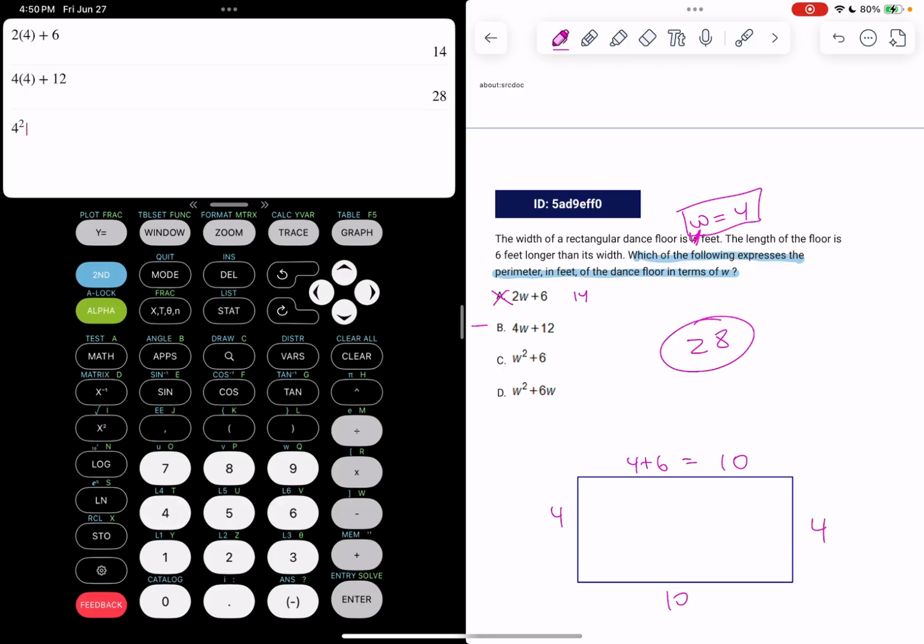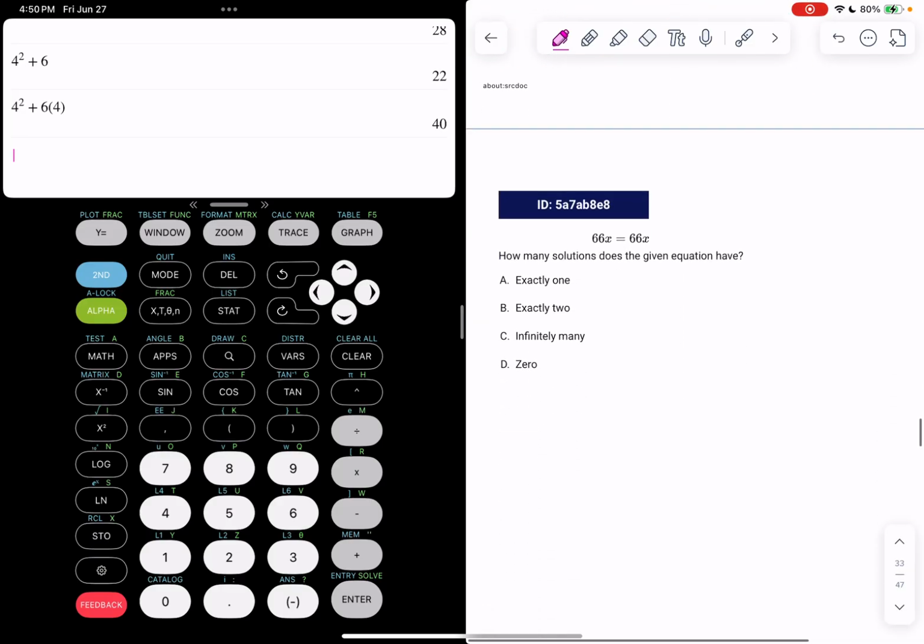All right, let's take that 4. Let's square it. Let's add 6 to it. And what if we get 22? That's too small. Let's get rid of that. And then the next one, we have 4 squared plus 6 times 4. And what do we get? 40. Too big. Let's get rid of that guy too. All right, looks like we found it. Let's look at our next guy.